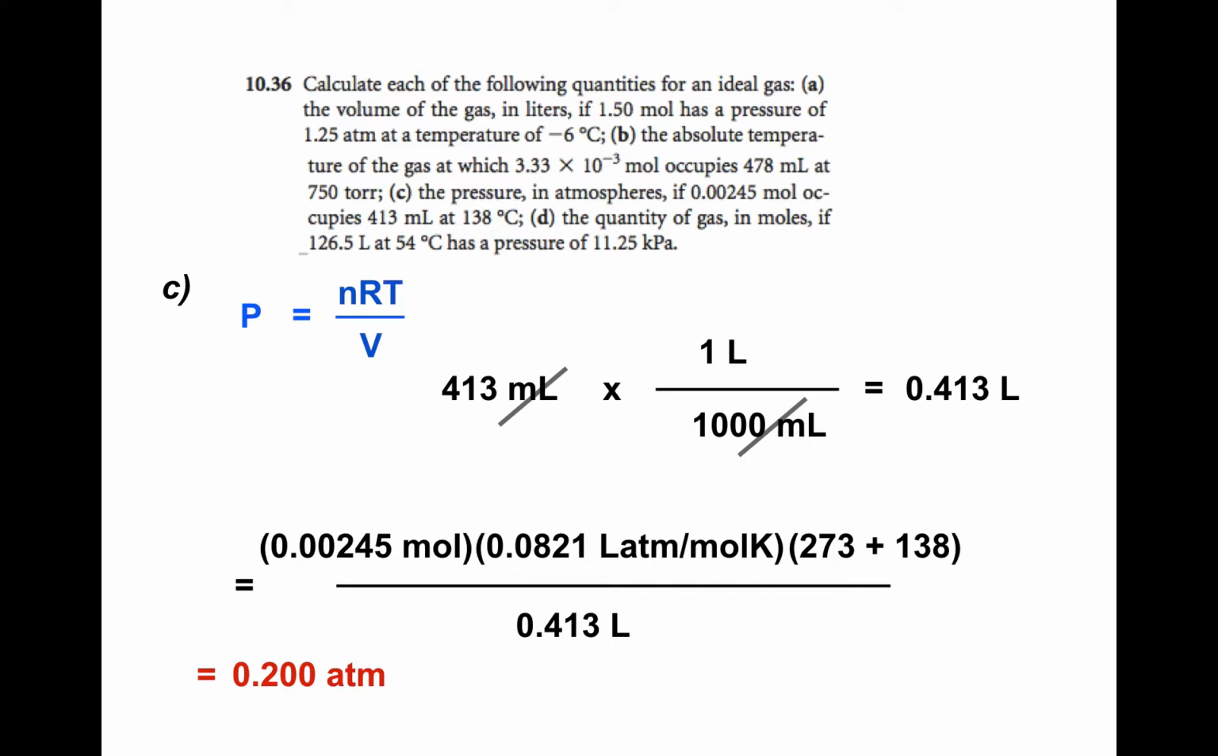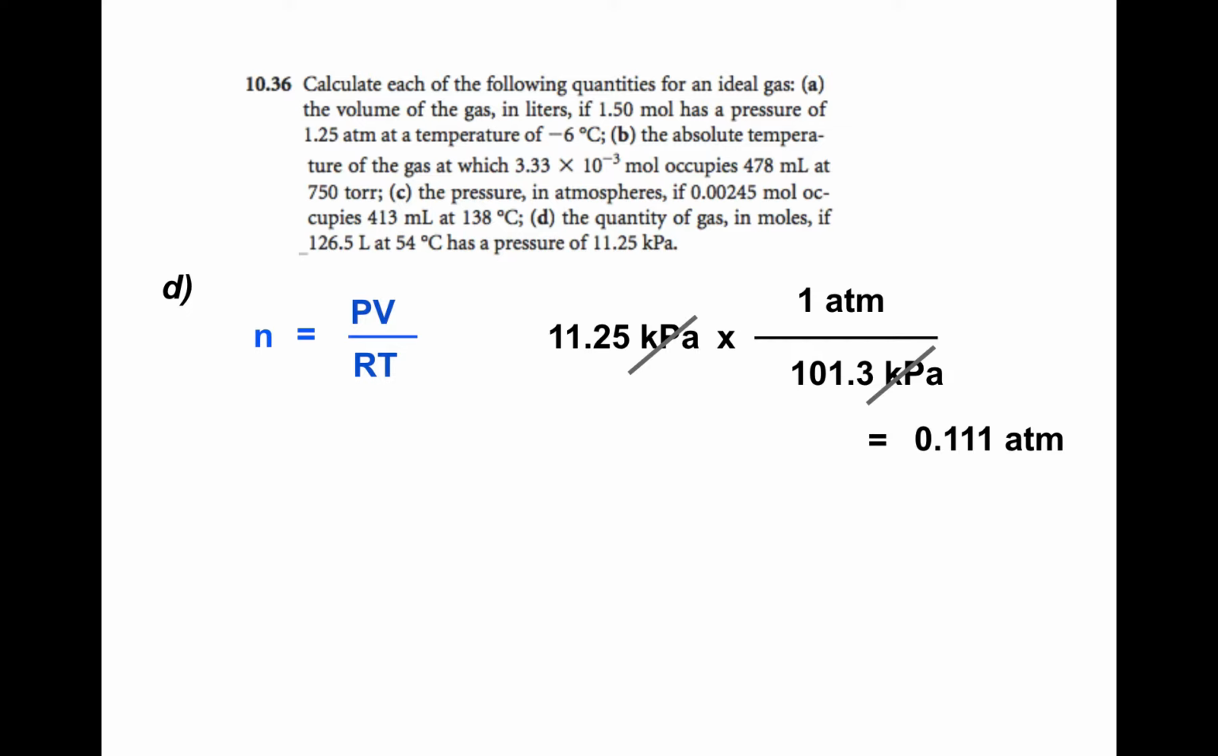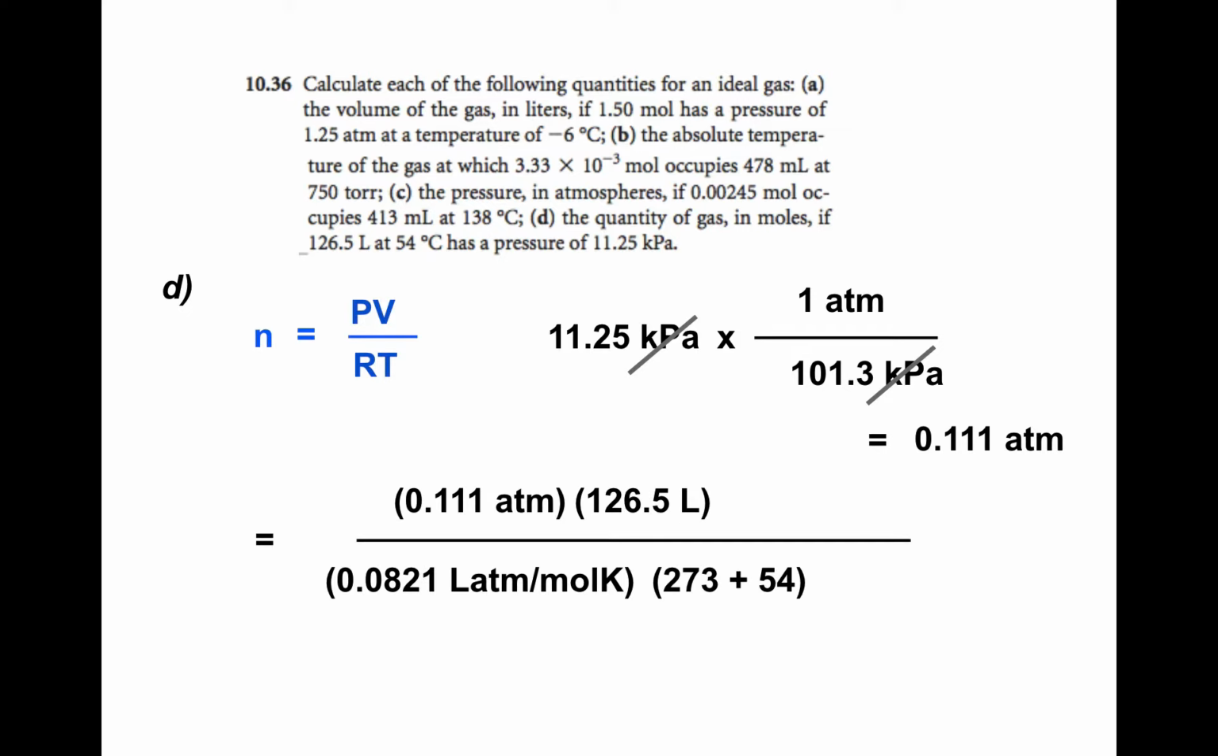D, a quantity of a gas in moles, all right, so we're going to solve for moles. If I have volume in liters, temperature would have to be in Kelvin. Oh, and they gave us the pressure in kilopascals. So rearrange PV is equal to nRT to solve for moles. So divide both sides by RT. And 101.3 kilopascals for every atmosphere, convert to atmospheres. Add 273 to 54 to get it in Kelvin. It's in liters. And plug in and solve for what the moles are. Got half a mole.